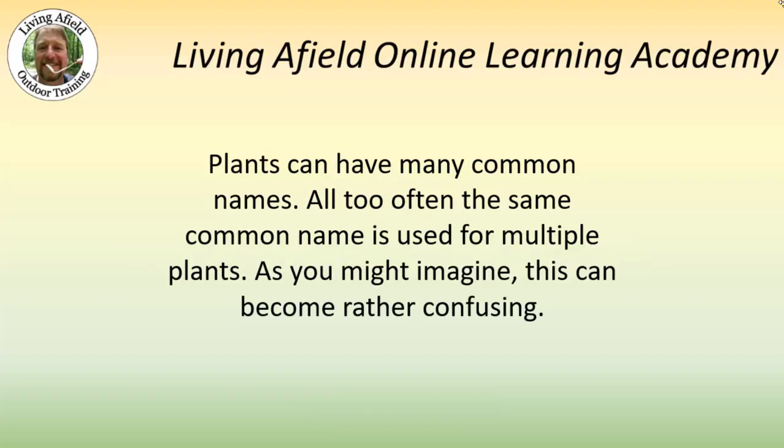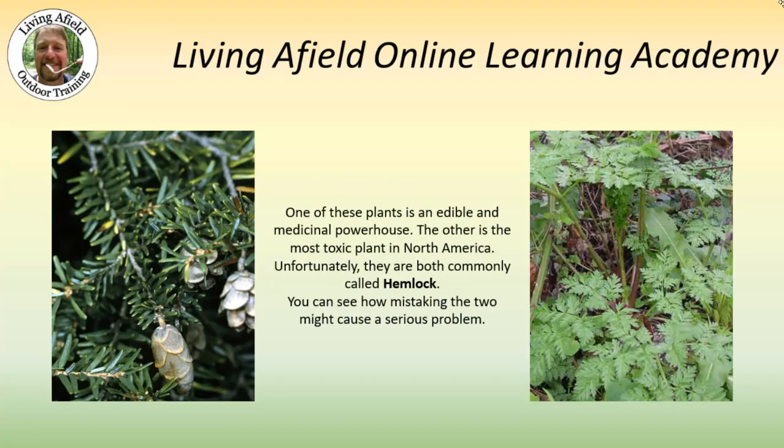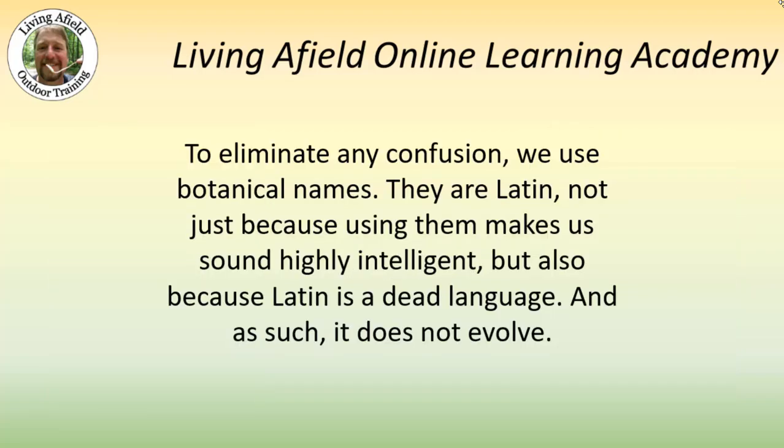Plants can have many common names. All too often the same common name is used for multiple plants. As you might imagine, this can become rather confusing. One of these plants is an edible and medicinal powerhouse. The other is the most toxic plant in North America. Unfortunately, they are both commonly called hemlock. You can see how mistaking the two might cause a serious problem.